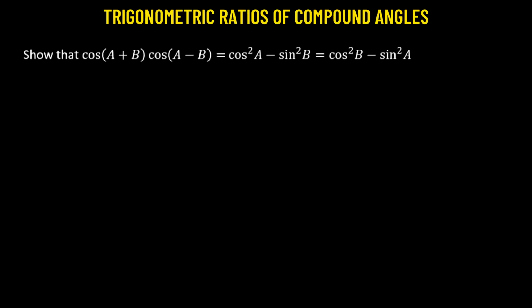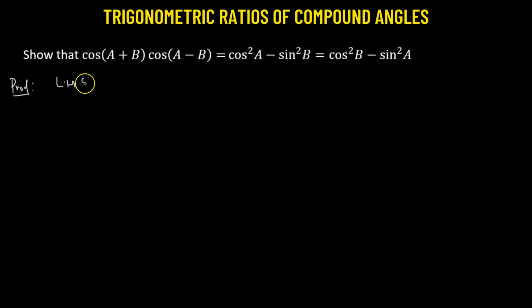In this problem, we need to show that cosine of a plus b times cosine of a minus b equals cosine squared a minus sine squared b, and that's also equivalent to cosine squared b minus sine squared a. Let us begin. So we'll start our proof from the left hand side.